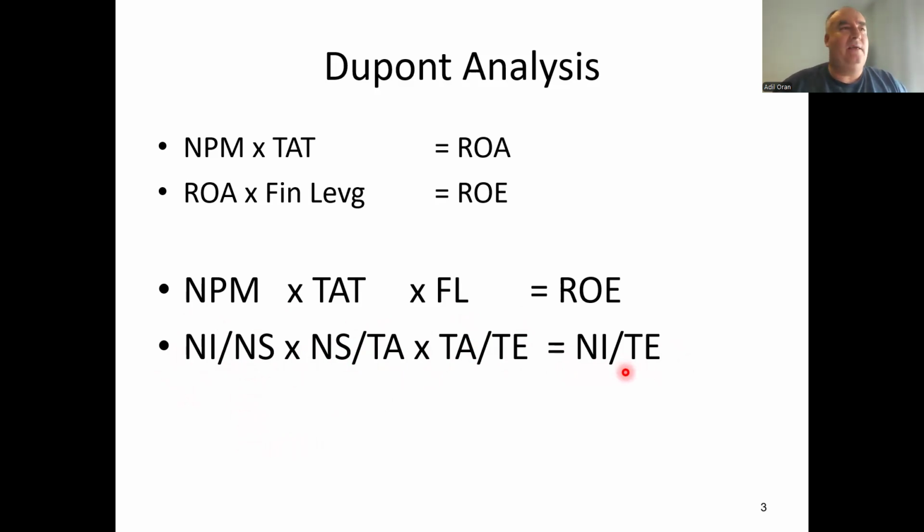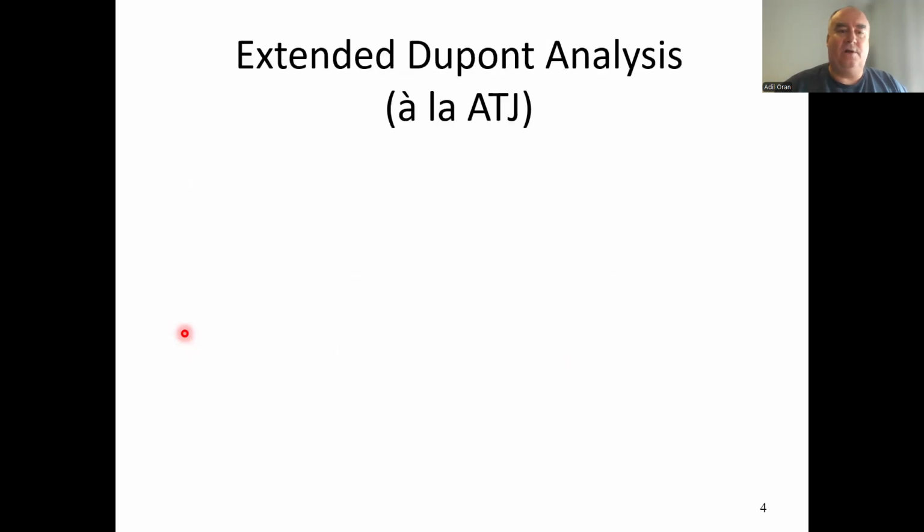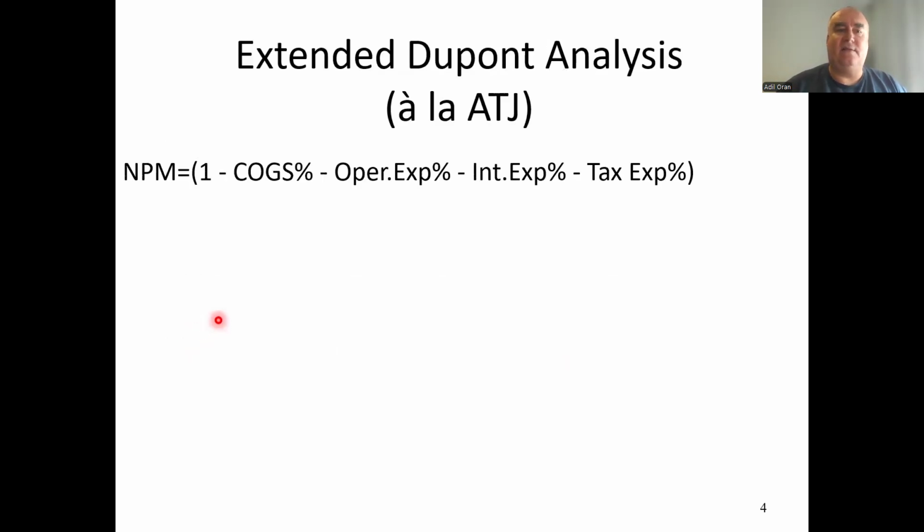In addition to this, something which I have attempted to add on to the DuPont analysis is, could we take this net profit margin and break it down into its subcomponents? Unfortunately, it's not as nice and clean as multiplying three ratios. But what I use in this case is the fact that the net profit margin can actually be written out as 1 minus the cost of goods sold percentage, minus operating expense percentage, minus interest expense percentage, minus taxes.